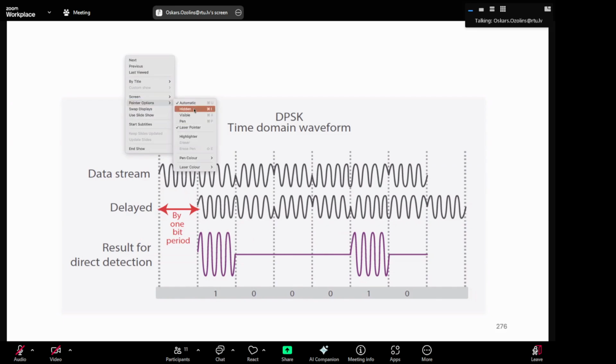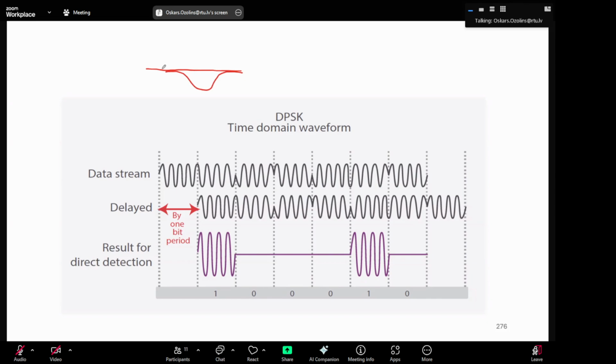We have not talked about detectors yet. Maybe I'll draw something that could allow us to detect these signals. So in the receiver you also use a type of Mach-Zehnder interferometer. So here we have one coupler, second coupler, input, output, and the delay in this path is exactly one bit.